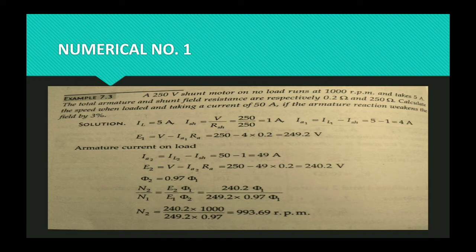So when the field is weakened and when the armature current is increased from 5 ampere to 50 ampere, that is, in the loaded condition, the load current is increased and the load torque is also increased. For that very reason, the speed is reduced. We know that when the torque is increased, the speed is reduced. So at first the speed is 1000 rpm, and in the second condition the speed is 993.69 rpm. Okay, so that is the first problem, or numerical number 1.